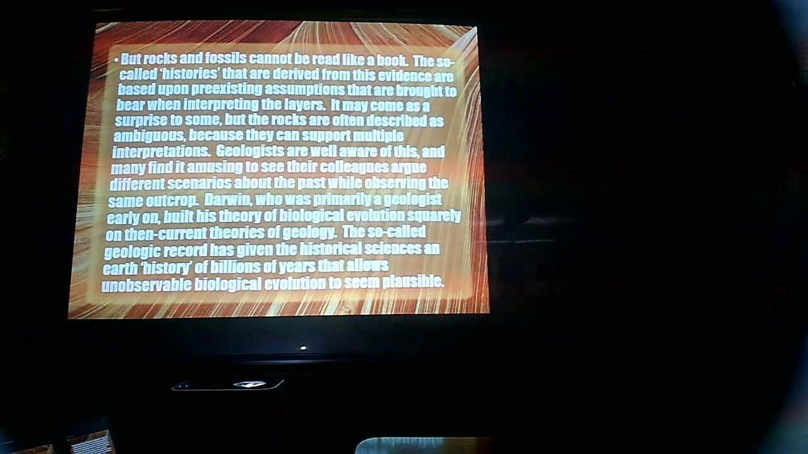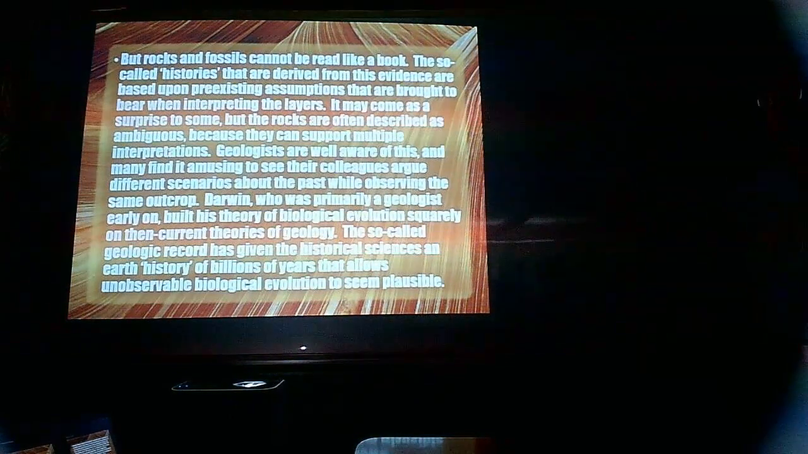So let's just read a couple quotes here from Dr. Walker and see where we stand. But rocks and fossils cannot be read like a book. The so-called histories that are derived from this evidence are based upon pre-existing assumptions that are brought to bear when interpreting the layers. It may come as a surprise to some, but the rocks are often described as ambiguous because they can support multiple interpretations.